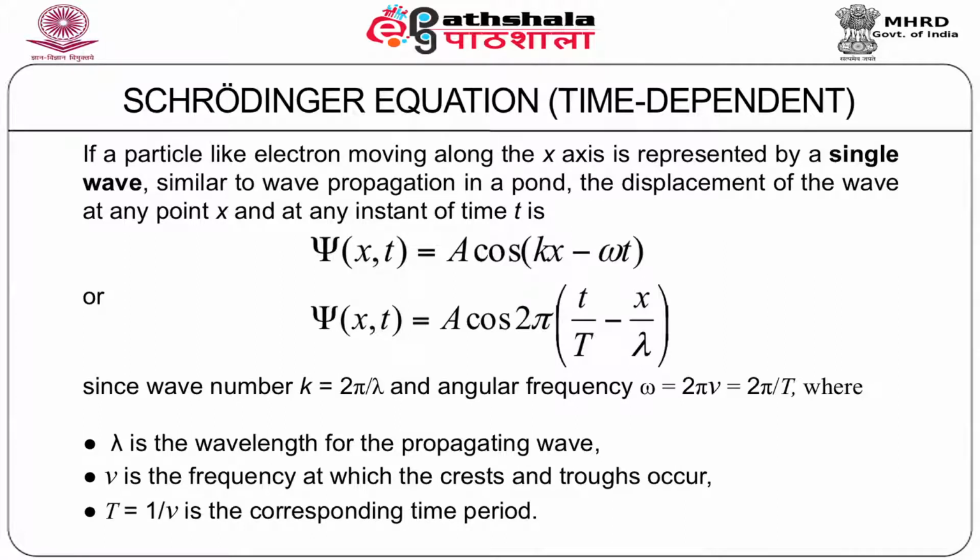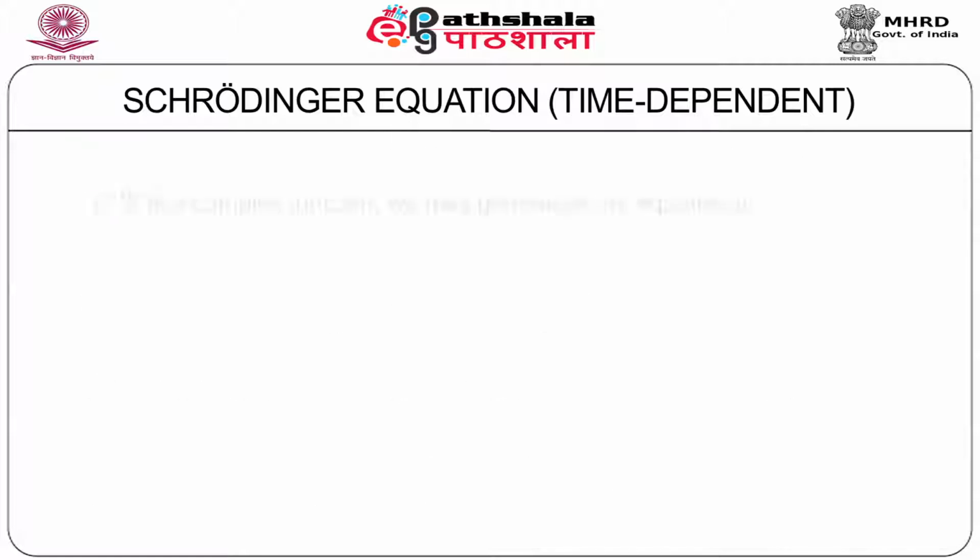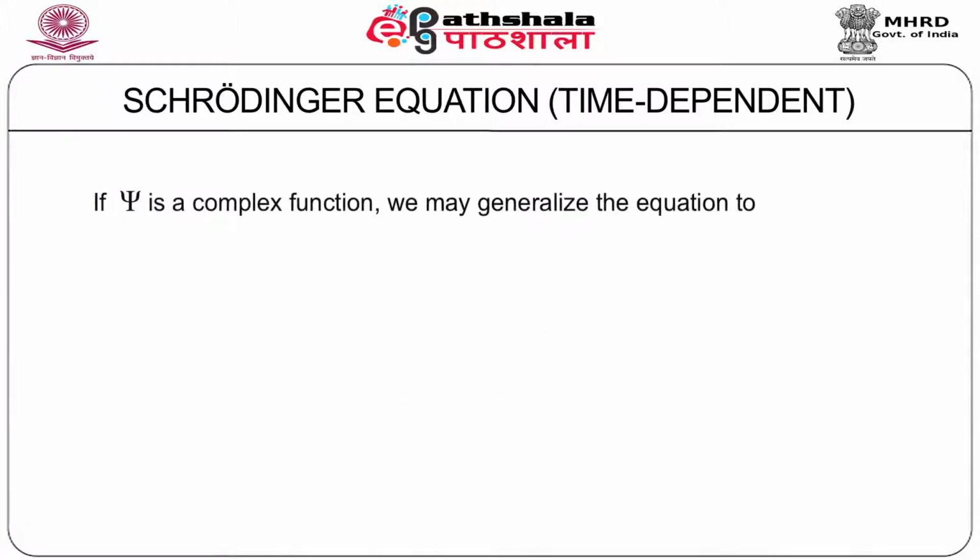So omega can be replaced by 2 pi by T, where, as I said, lambda is the wavelength of the propagating wave, nu is the frequency at which the crest and trough occur, and T equal to 1 by nu is the corresponding time period. Now, if psi is a complex function, we may generalize the equation to psi(x,t) equal to A e to the power i(kx minus omega t).